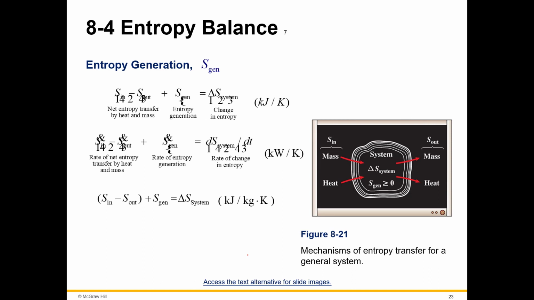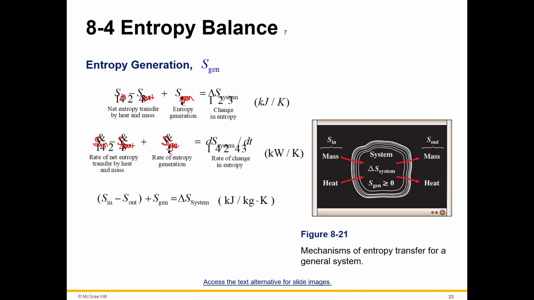Entropy generation, so S gen. So you have S in and S out, plus S generated. That's the system, and then this is just S in and S out.